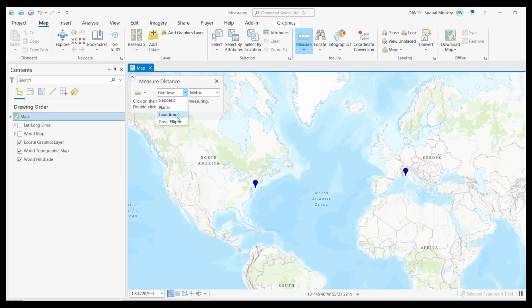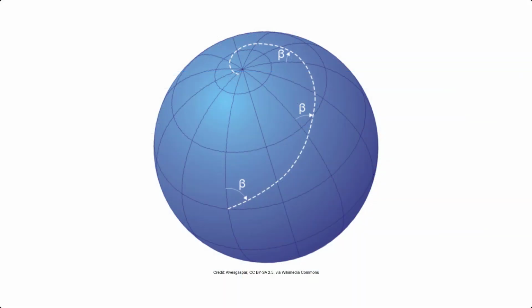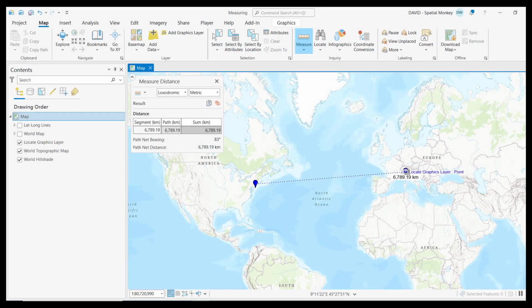So what about the other option, loxodromic? Here the measuring tool gives us a relatively straight line between New York and Milan, but the actual distance is more than the geodesic distance. A loxodrome, also called a rhumb line, is a path that crosses all lines of longitude at the same angle. This gives us a line of constant compass bearing. On this projection, that line will be straight.